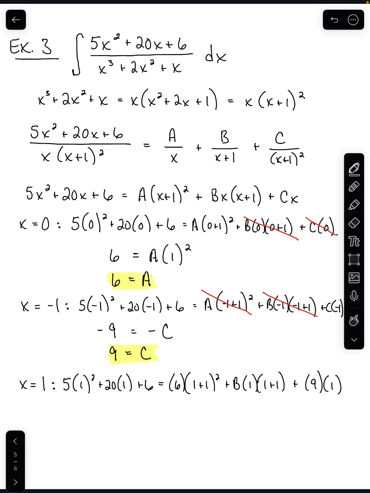Cleaning up the left side, we're going to end up with 31. On the right, 1 plus 1 is 2. 2 squared is 4. Times 6 will give us 24. The second term simplifies to 2b, and the last term, of course, is just 9. Subtracting both the 24 and the 9 from the left side leaves us with negative 2. Dividing both sides by 2 tells us then that b is equal to negative 1. And this is our third and final numerator.